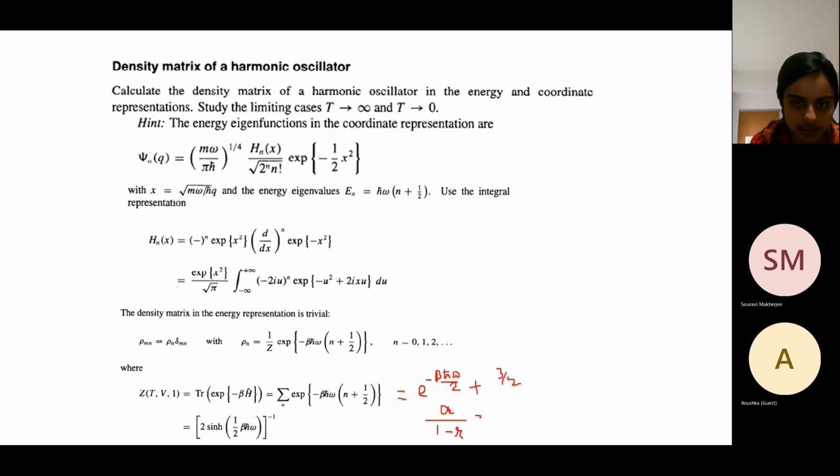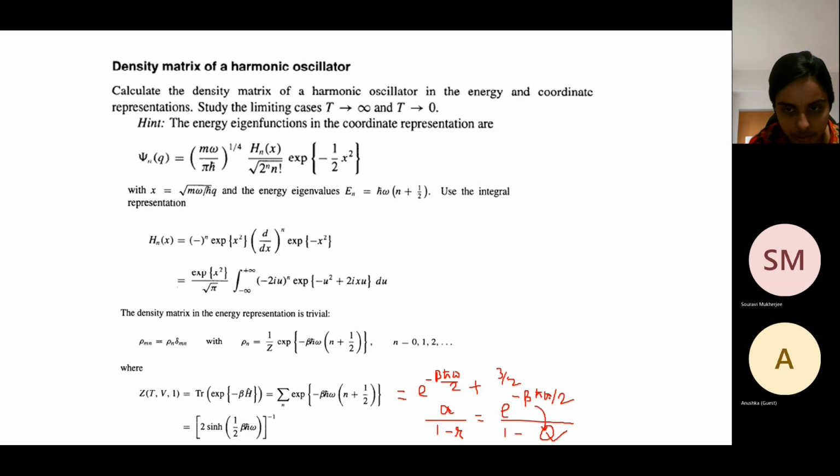If you do that, in the numerator you get e to the power minus beta h cut omega by 2. And this same term is being multiplied in each term. Then it would be 1 minus this term, e to the power minus beta h cut omega by 2, the same term goes here.